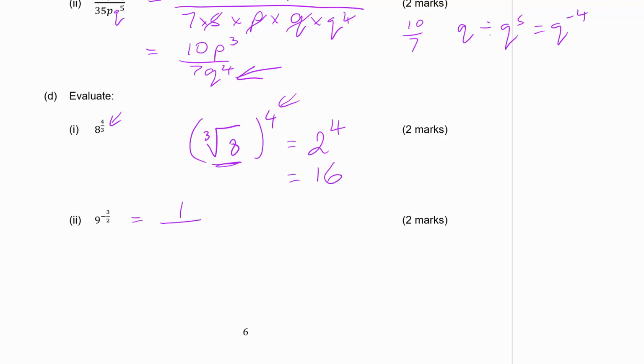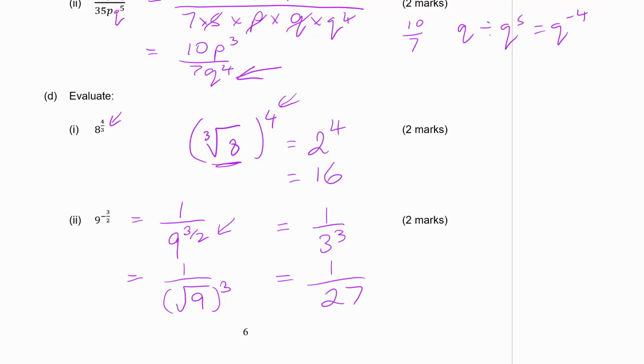With this one, you should know straight away the negative index means it's 1 over 9 to the 3 over 2. On the same basis as we just had, the 2 on the bottom here means that we're doing the square root of 9, and we're then going to cube the result. The square root of 9 is, of course, 3, and 3 cubed, 3 times 3 times 3, is 27.